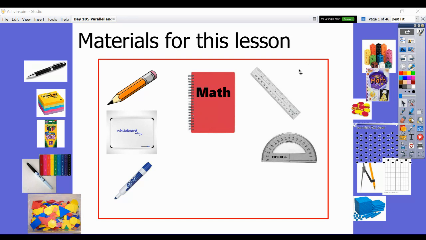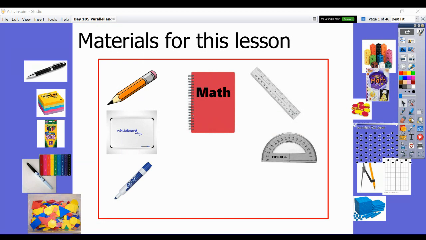Okay, today you see we have a couple of things added. In addition to your math notebook, you'll need a pencil, of course, and whiteboard or paper, and a marker if you have a whiteboard. You're also going to need a ruler and a protractor. A protractor tells you degrees of angle on corners, and of course a ruler measures distance. If you don't have these, not to worry. The lesson is designed where they're implanted in the visuals.